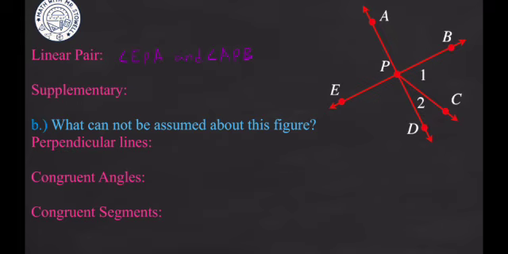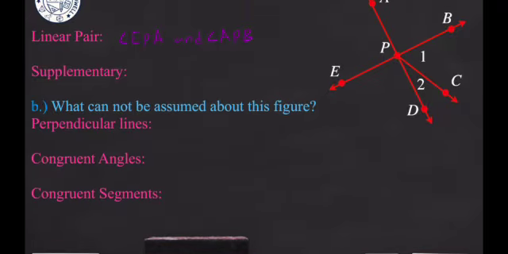For the same reason we can assume linear pair. If it is adjacent, then we can assume that it could be supplementary because it's also a linear pair. Linear pairs are always supplementary. Supplementary is not always linear pairs. So we could assume supplementary, especially in this example, with the same angle.